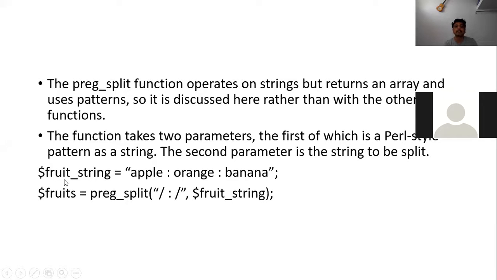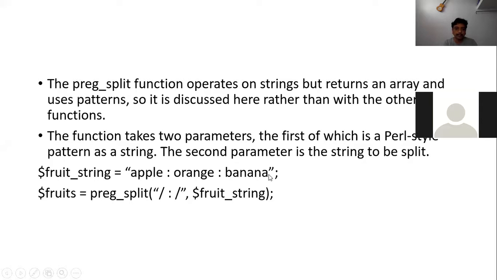I have a string called fruit string. What is my input string? It is the fruit string. Look at what is there in my input string: apple, orange, banana are separated by the colon. You can observe that in the string I have three fruits, and all three fruits are separated by the colon: apple, colon, orange, colon, banana. So I have three fruits.